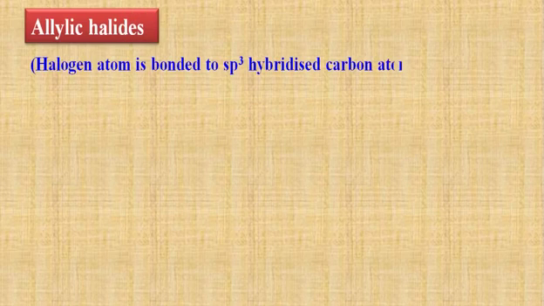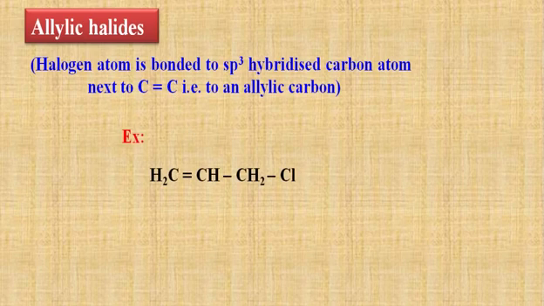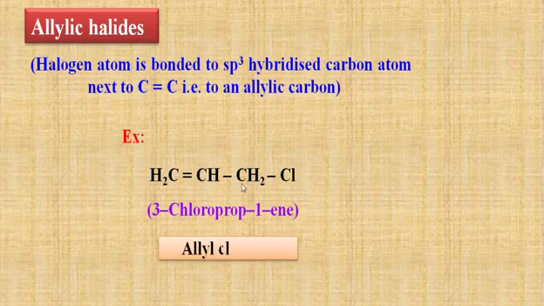Then we have allylic halides. In case of allylic halides, halogen atom is bonded to sp3 hybridized carbon atom next to carbon-carbon double bond, that is, to an allylic carbon. For example, allyl chloride. Here you can see chlorine is attached to sp3 hybridized carbon atom. So it is an allyl chloride and its IUPAC name is 3-chloroprop-1-ene.